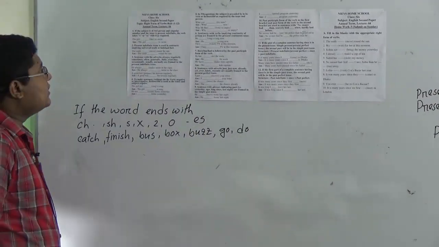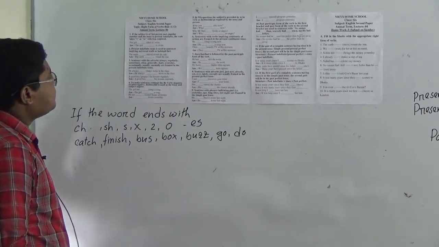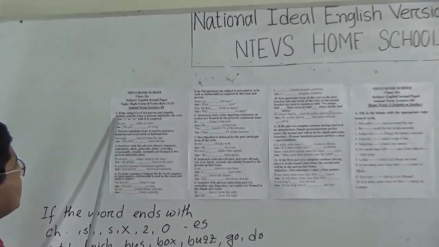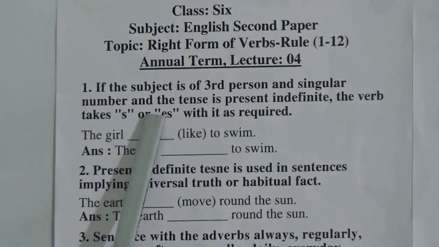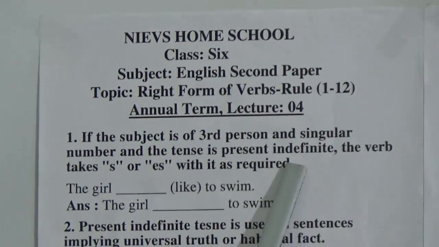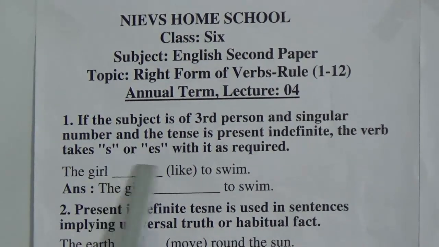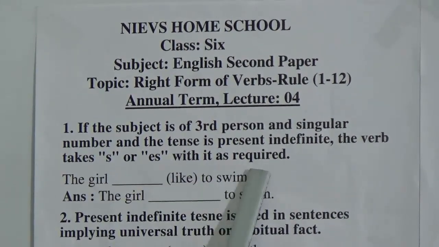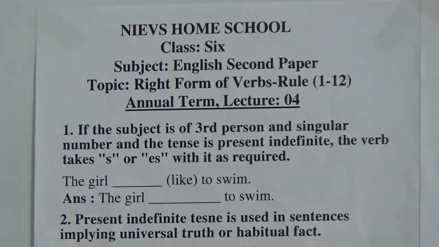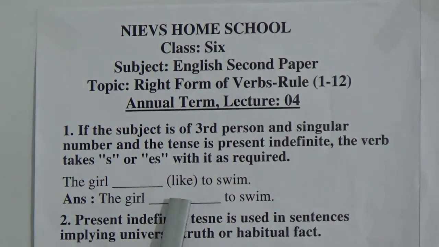Right Form of Verbs, rule number 1. If the subject is of third person and singular number and the tense is present indefinite, the verb takes s or es with it as required. So we put the verb according to the subject. And in present indefinite tense, if the subject is third person singular number, we add s or es.